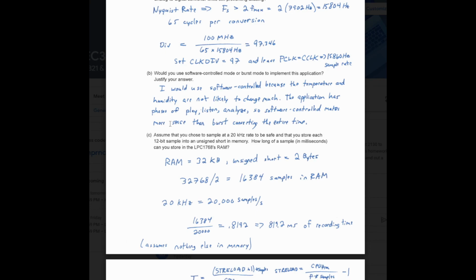This assumes that nothing else is in memory, and that's how long we could record for. So it's a very small amount of time at that sample rate that we can record these for. Generally speaking, what we probably want to do is analyze this in the background and figure out the frequency that they sang at, and analyze as it goes, rather than having to store all of these samples.